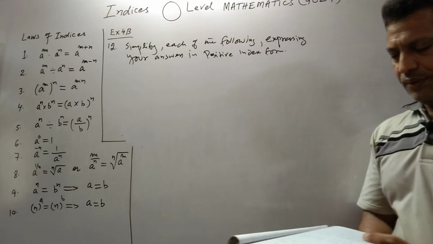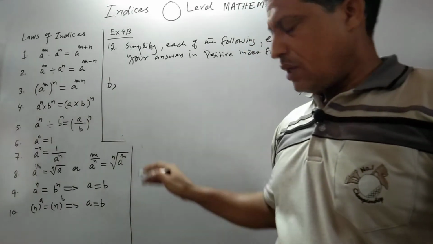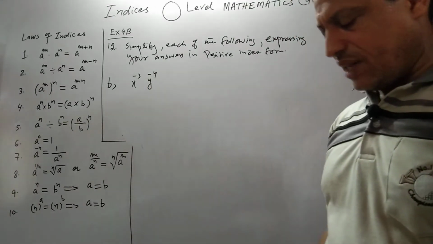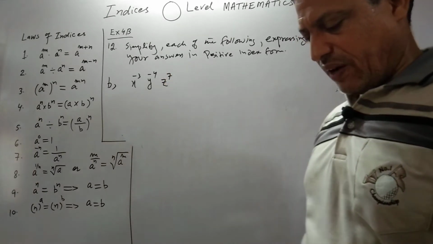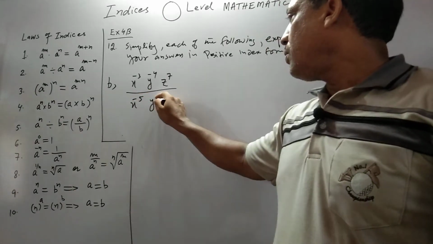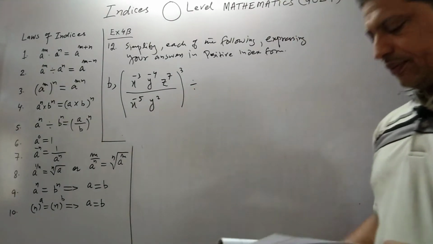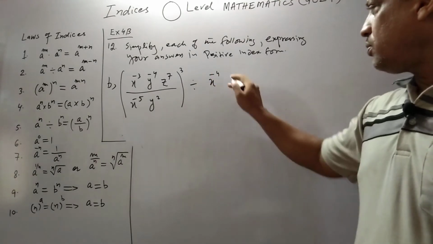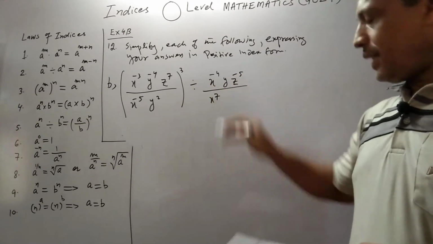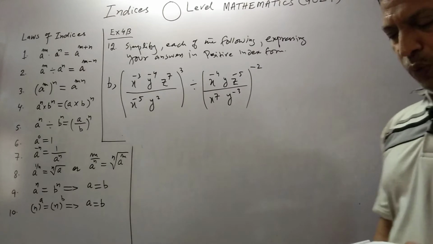Part number B is x to the power minus 3, y to the power minus 4, z to the power 7 upon x to the power minus 5, y square, whole power 3, divided by x to the power minus 4, y, z to the power minus 5 upon x to the power 7, y to the power minus 3, whole power minus 2.